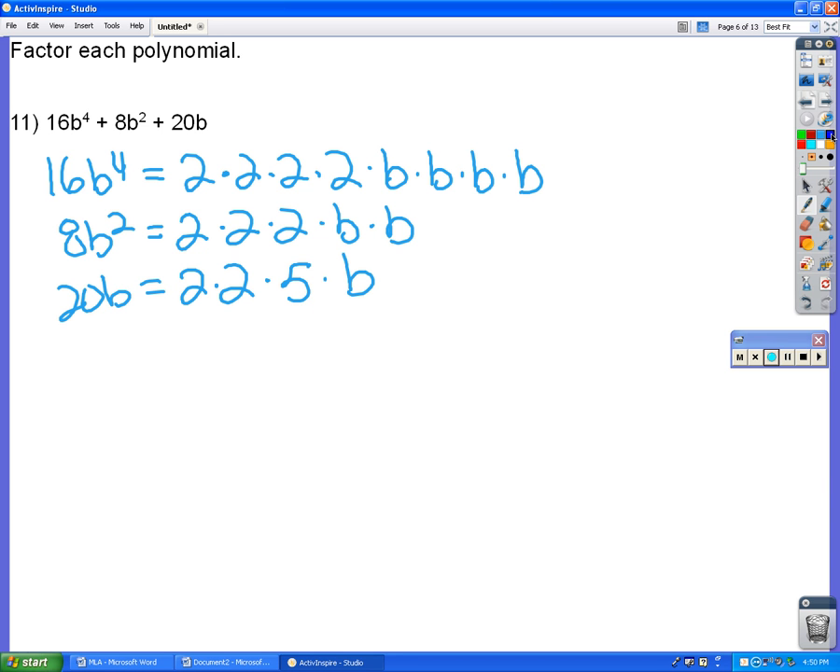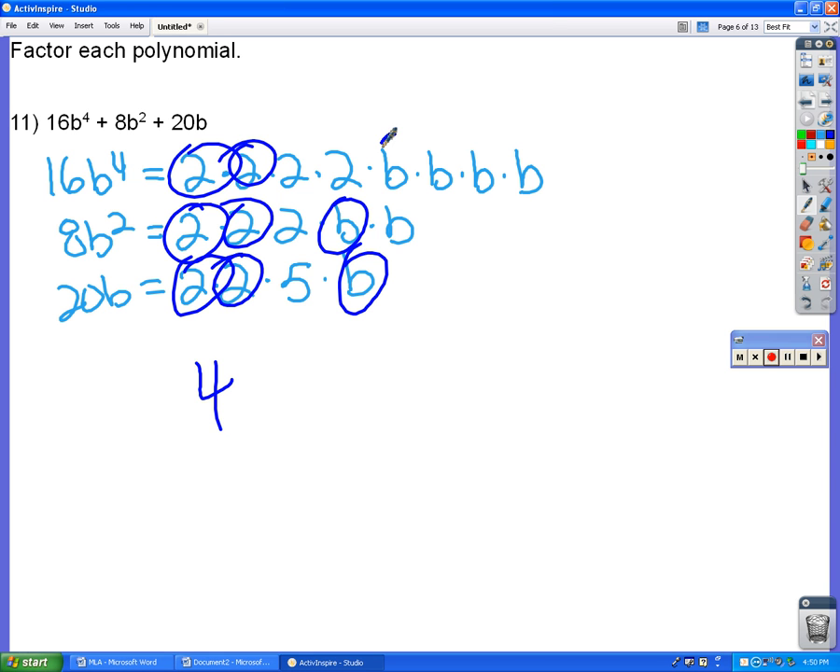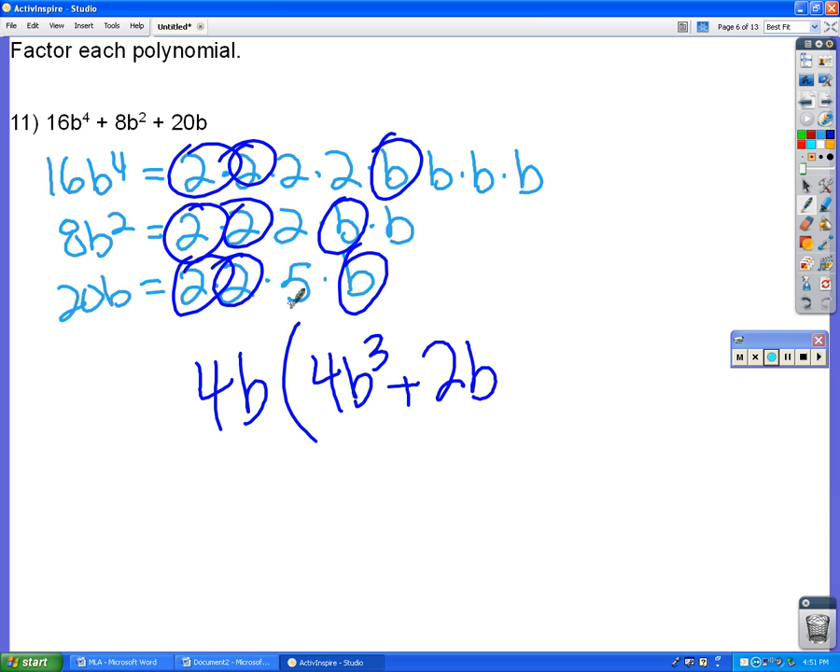And I need to see what they all have in common. So they all have 2 2's. So I can take that out as a 4. And they all have at least 1b, so I can take that out as well. Then that leaves me from here, 2 times 2 is 4, and b times b times b is b cubed, plus 2 times b is what's left from that one, plus 5 is what's left from there. So that is what that whole thing works out to be when it's factored.